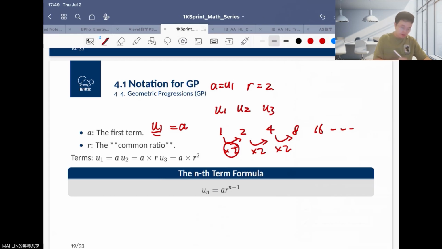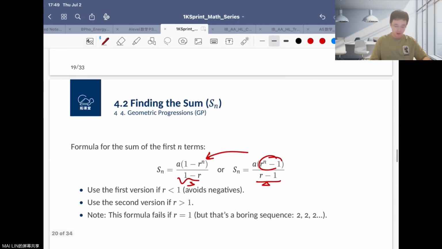So U1 can be considered as a, and U2 can be considered as a times r, and U3 can be considered as a times r squared. So the nth term can be considered as a times r to the power of n minus 1. That is how we understand the nth term in the formula.